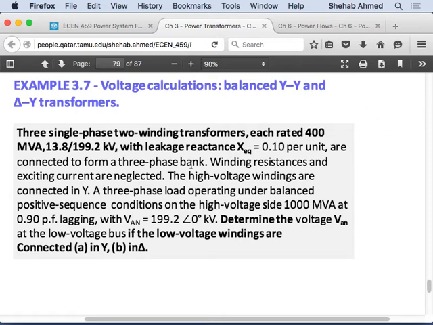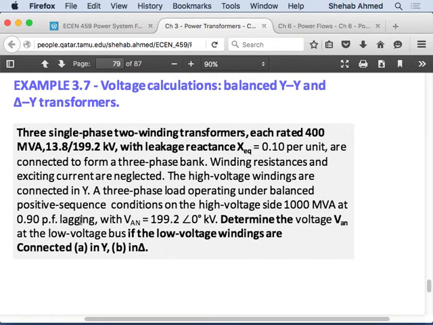Anyway, they are connected to form a 3-phase bank. Winding resistances and exciting current are neglected. All the shunt impedances are neglected, and all the resistances are neglected. So you just have the series impedance, which is the j0.1 per unit. The high voltage windings are connected in star. Okay, so the high voltage is always star. They're telling you that the high voltage is star. A 3-phase load operating under balanced positive sequence condition on the high voltage side is consuming, of course, 1000 MVA at 0.9 power factor lagging.